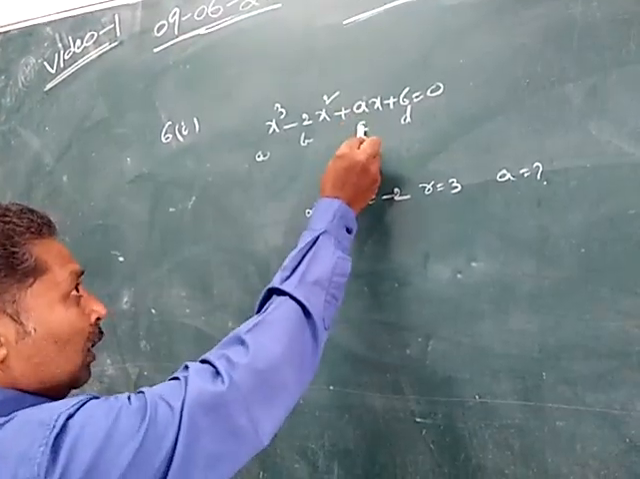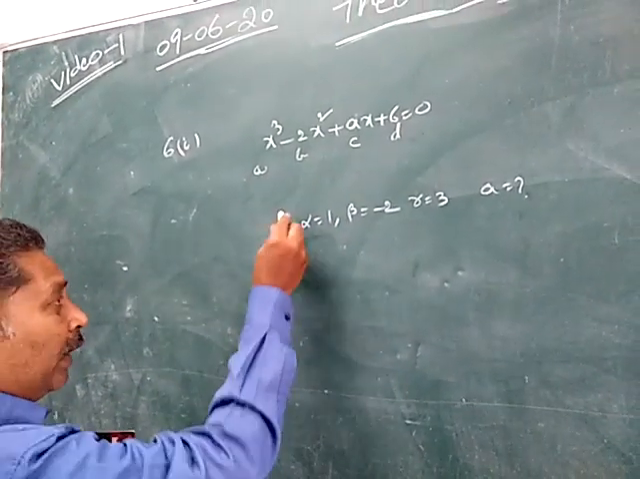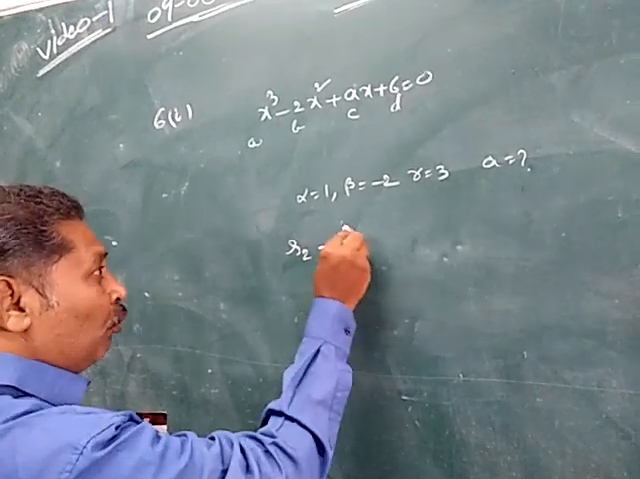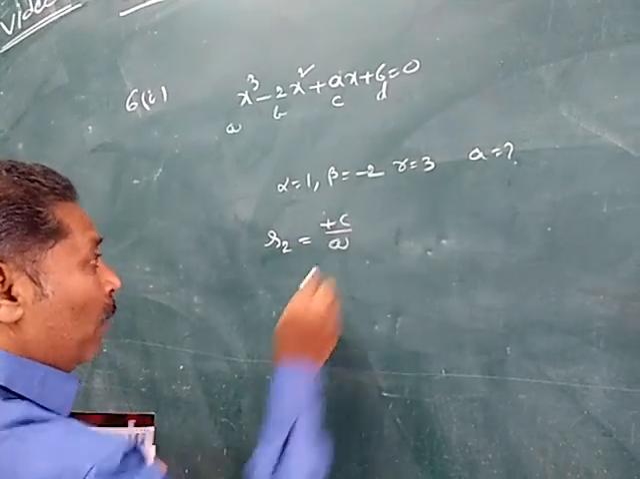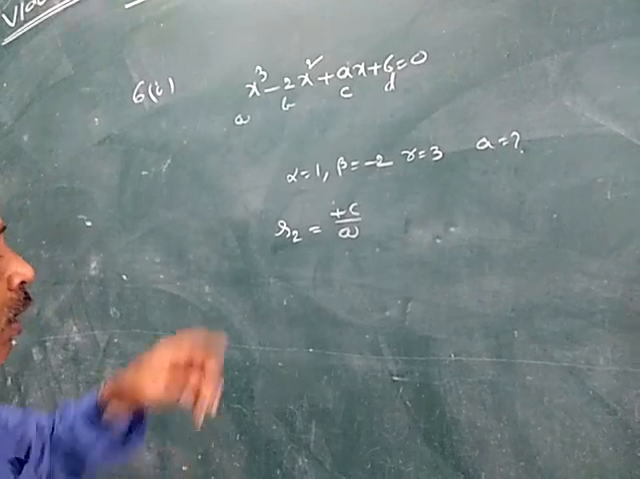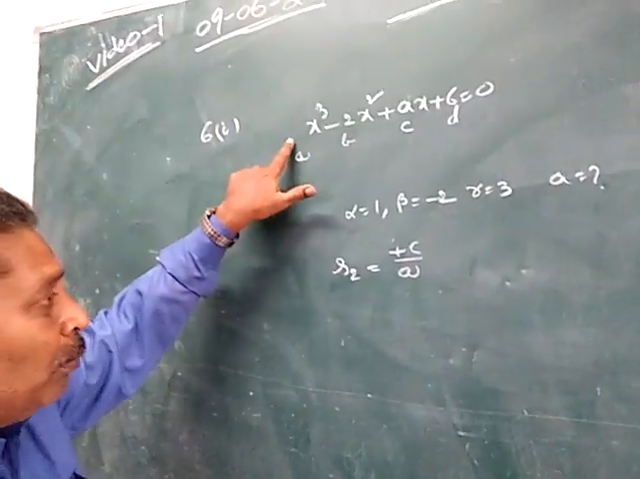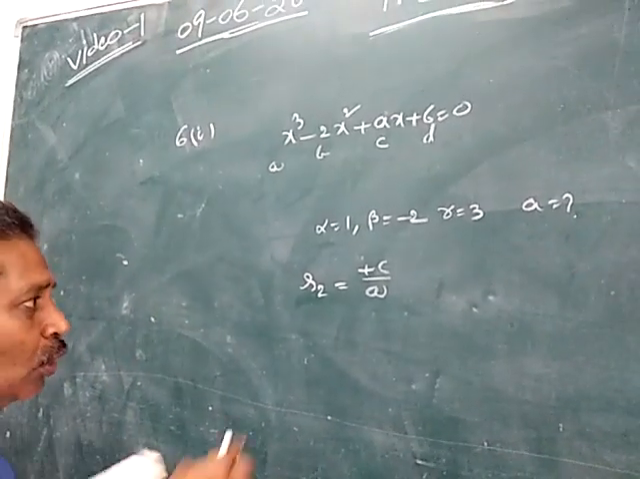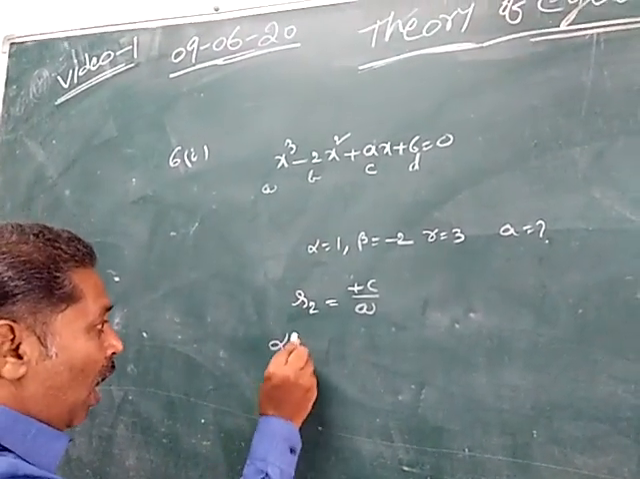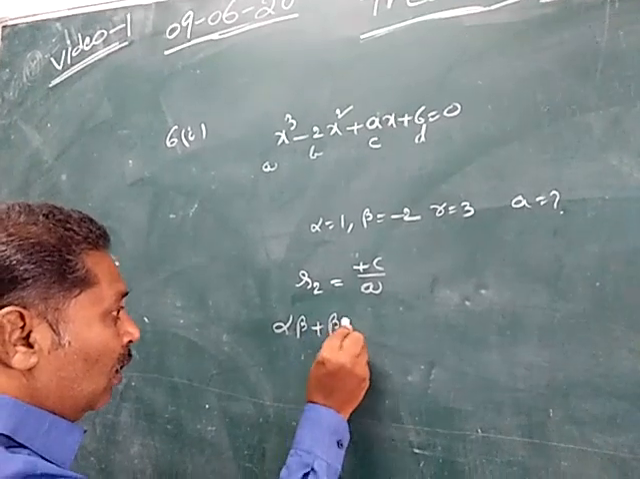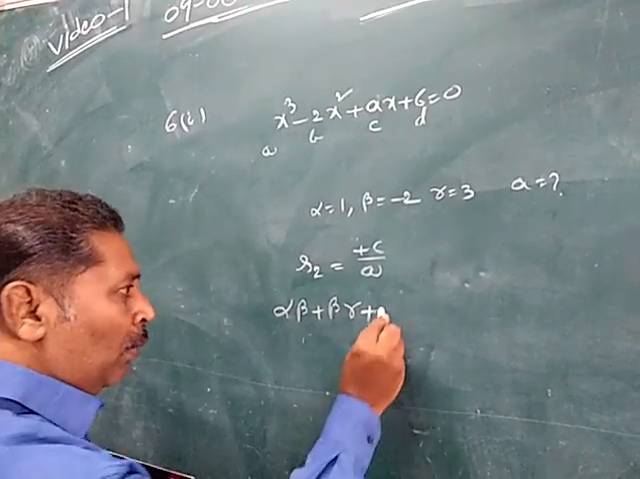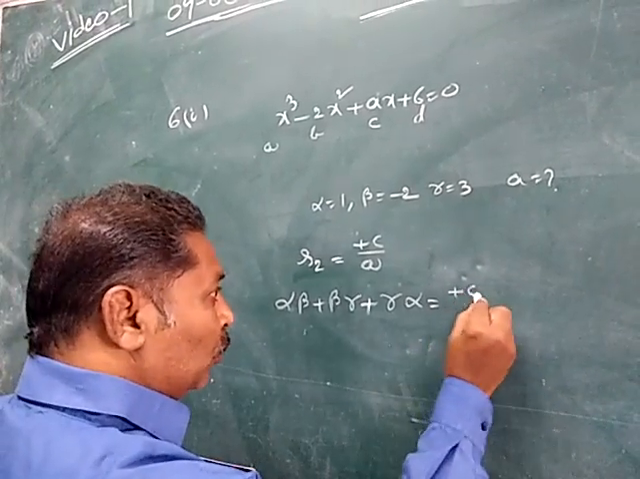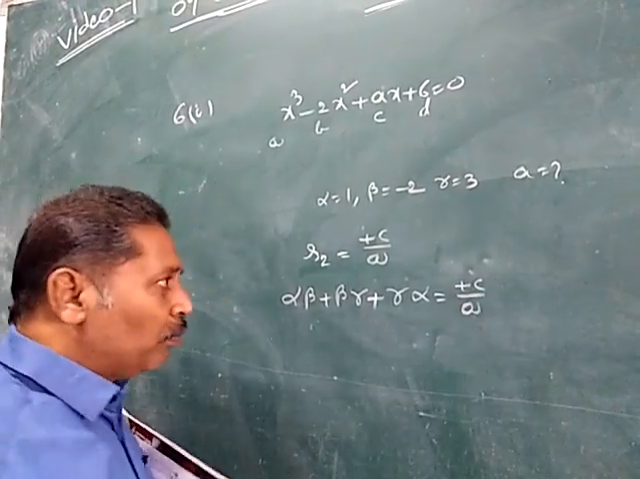So, a in the place of c. So, take S2 formula. S2 formula is c by a. S1 is minus b by a. S2 is plus c by a. So, S2 means alpha into beta plus beta into gamma plus gamma into alpha equal to plus c by a.